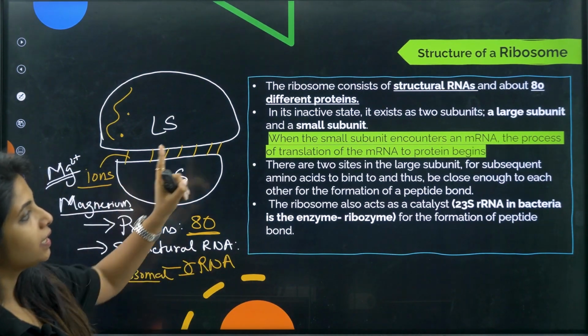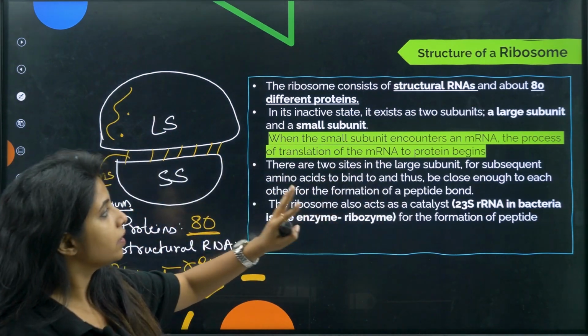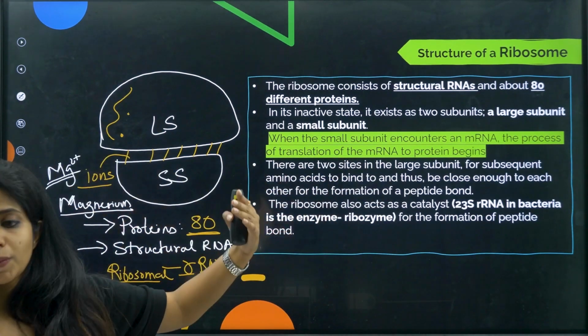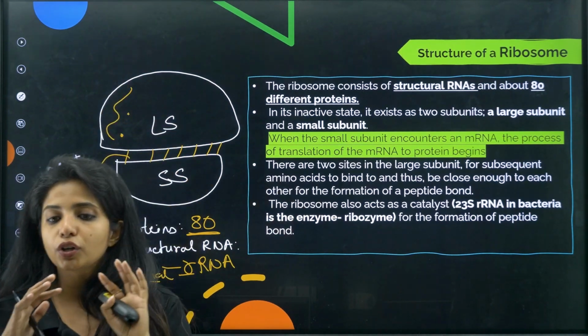Now, in the inactive state, it exists as two subunits, that is large and small. When the small subunit encounters an mRNA, the process of translation of mRNA to protein begins. So what happens? It's not that both of them come together and then they see the mRNA. No, it's not like that.